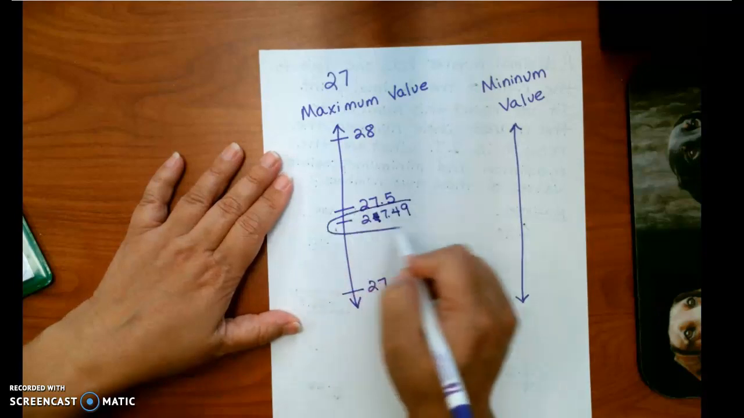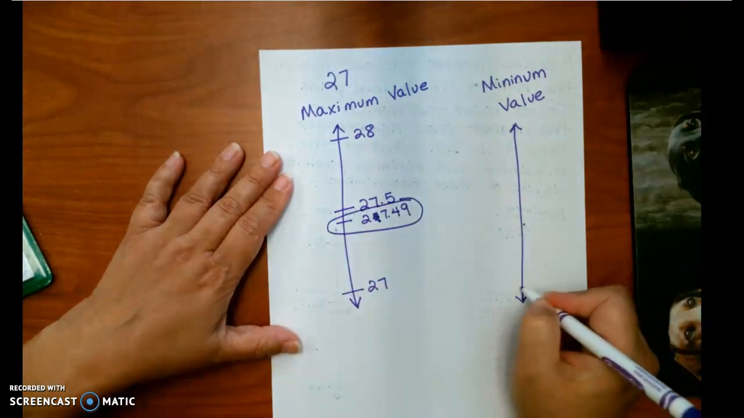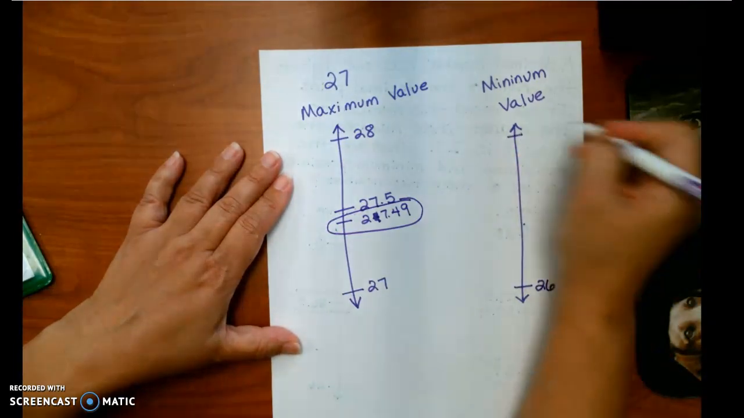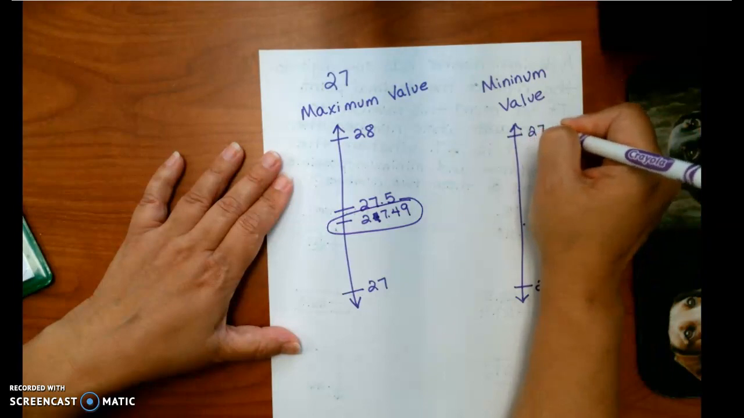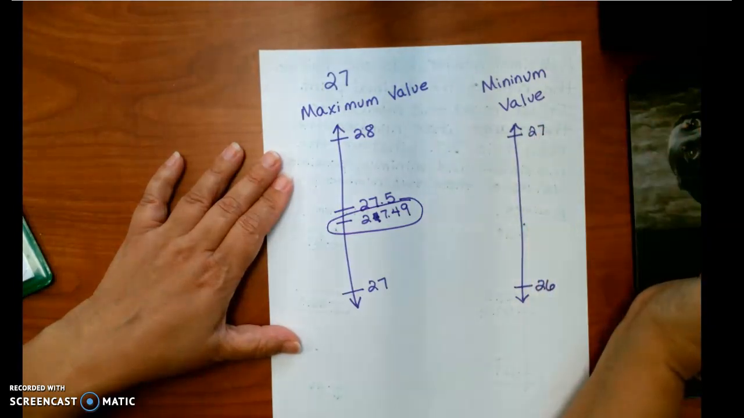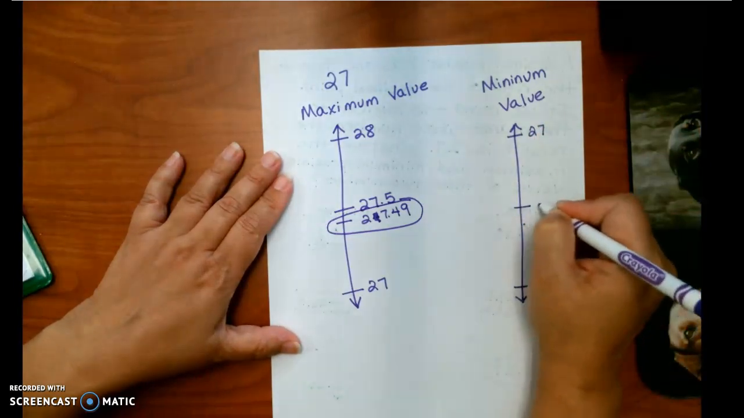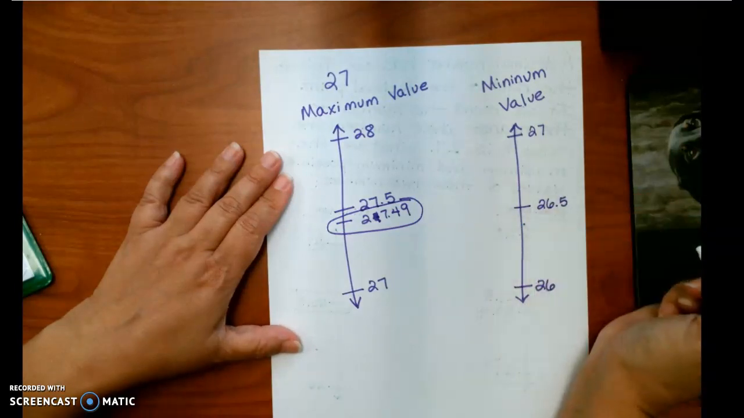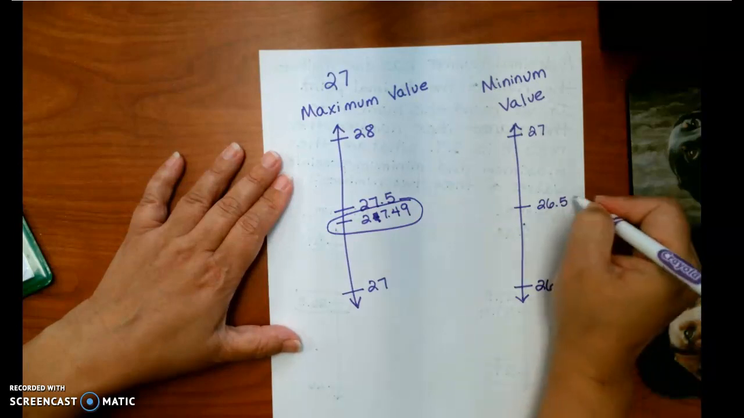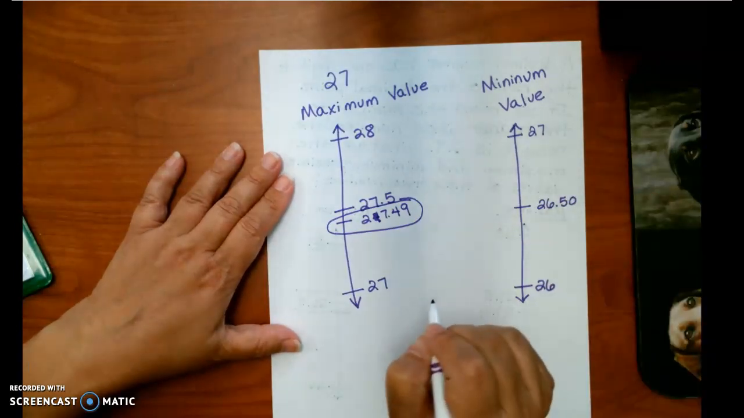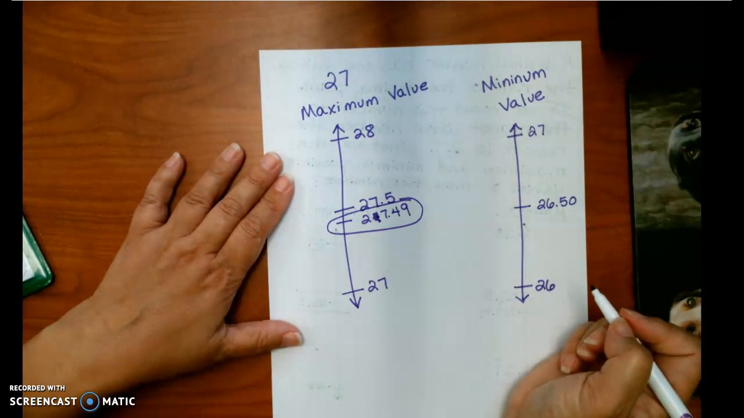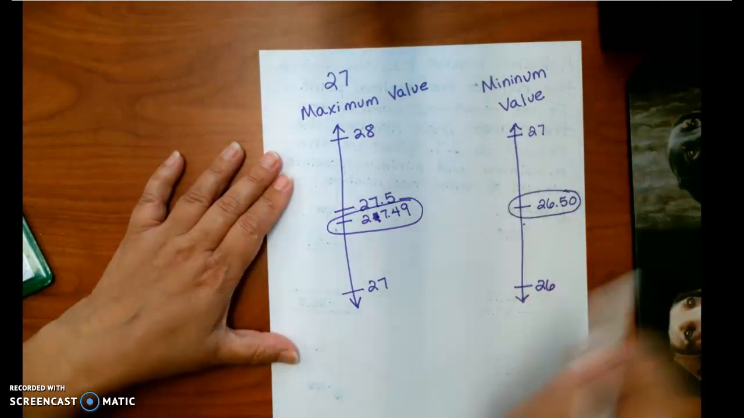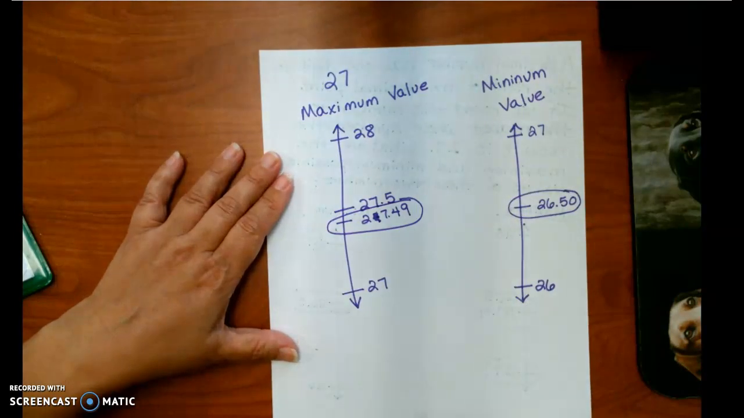That's the maximum value. Over here, my minimum value, again, I want to round to 27. If I have 26 and 5/10, this would be 50 hundredths, is there anything lower than that that will still round up? Nope. So this is still the number that would be my minimum value.